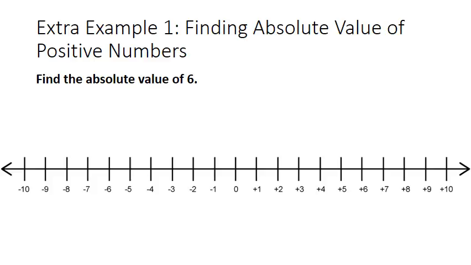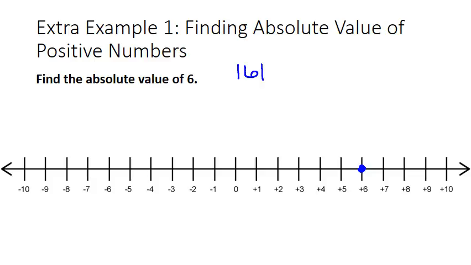Okay, let's go through one more extra example here. You can pause the video here and try this one on your own first to see if you got it right. What we're going to do is find the absolute value of a positive number. So we need to find the absolute value of 6. First things first, we have to graph the number 6 on our number line. I know the number 6 is right here, so I'm going to find the absolute value of 6.